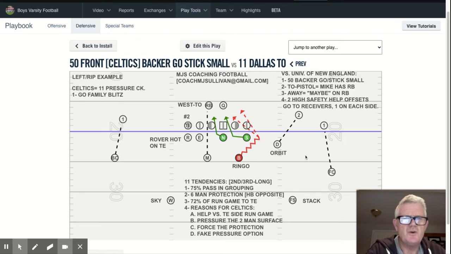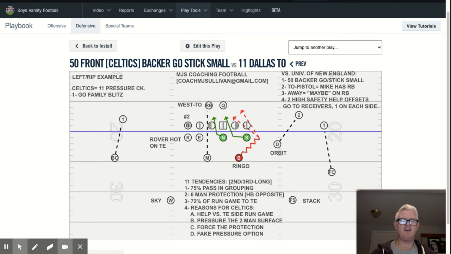For us in this particular week, this is what I mean by the whole pressure check concept. When the back was 2, which means on the side of the tight end, or in pistol, the Mike had the running back. Whenever the back was away, because University of New England utilized 2, pistol, and away, when it was away we made it a maybe, which means it's either the Mike or the back who has the running back.